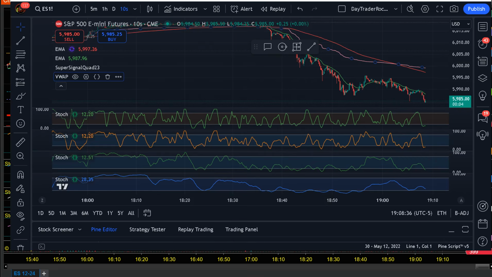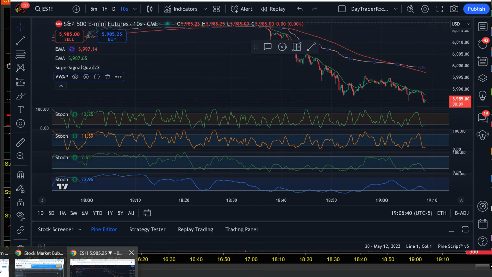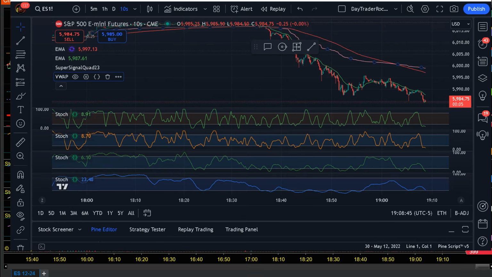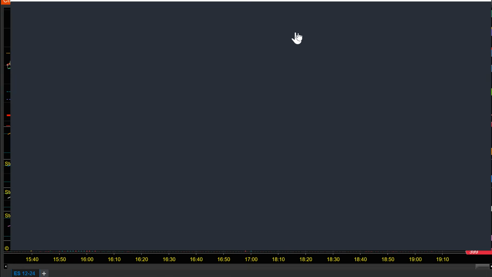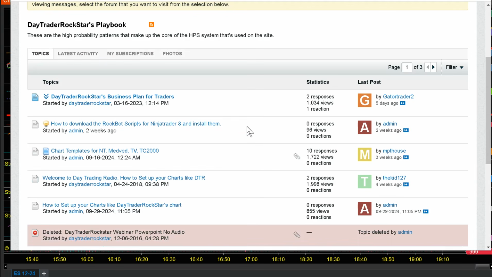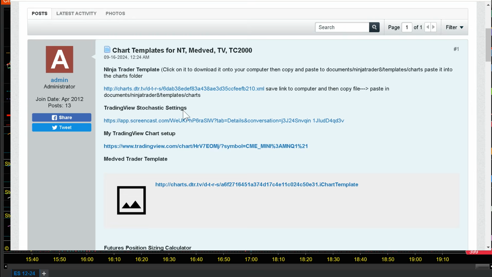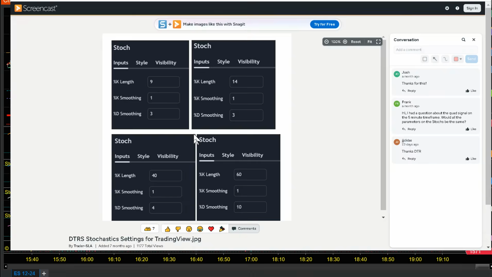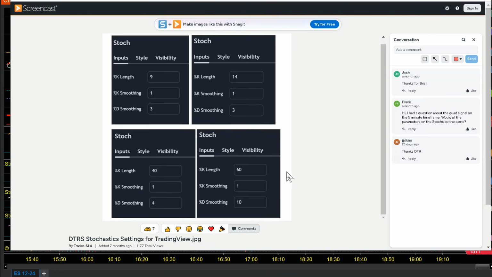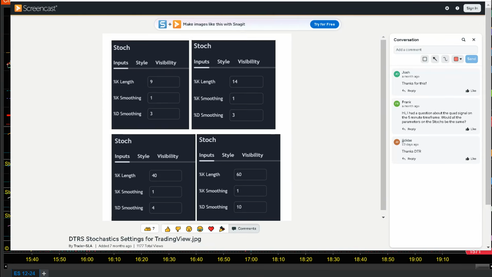Now, again, if you go to the Day Trading Radio website, if you go back up there, you will see up in the playbook area here, and you go to templates, it'll kind of help you there, TradingView stochastic settings. All right, that's all 4 of them right there if you need some help. All right, so that's that for there.